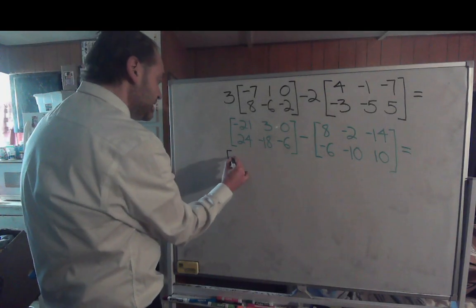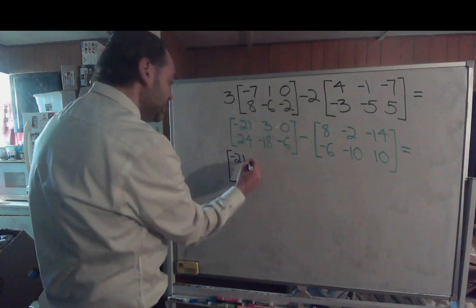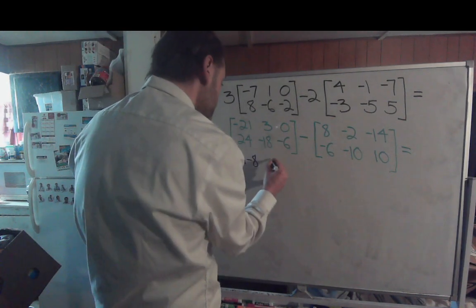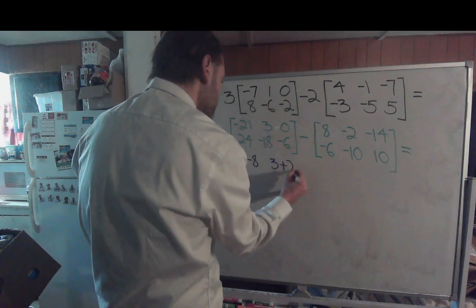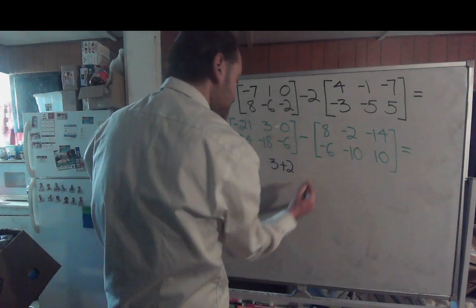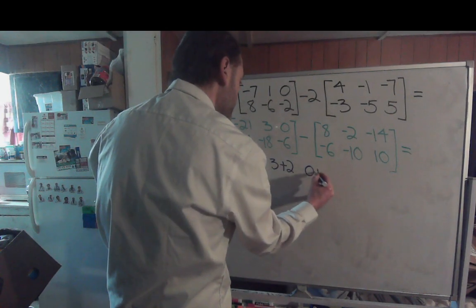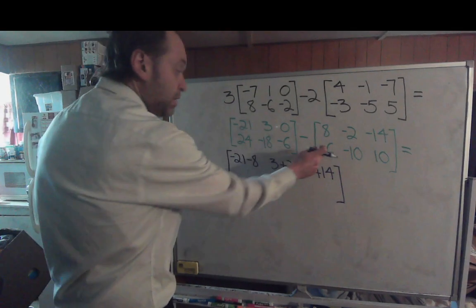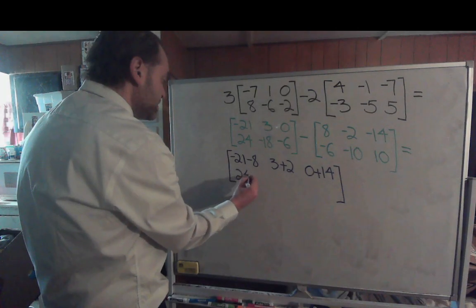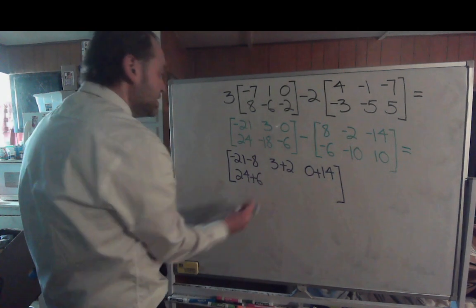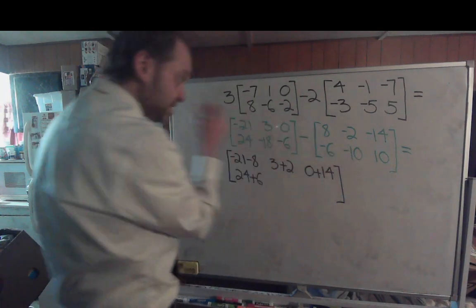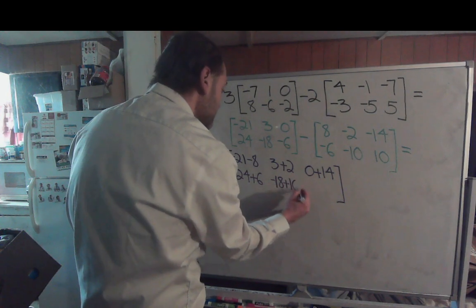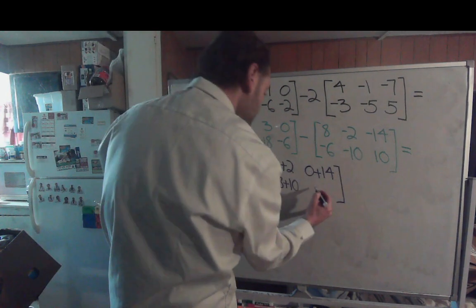So take negative 21 minus 8. Then take 3 minus negative 2, which would actually be 3 plus 2. Then take 0 minus negative 14, which would actually become 0 plus 14. Now take 24 minus negative 6, which would actually turn into 24 plus 6. Then take negative 18 minus negative 10, which would actually turn into negative 18 plus 10. Then take your negative 6 minus 10.